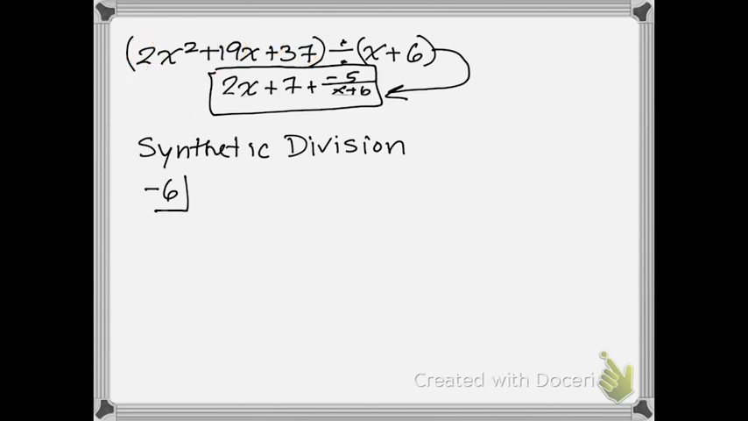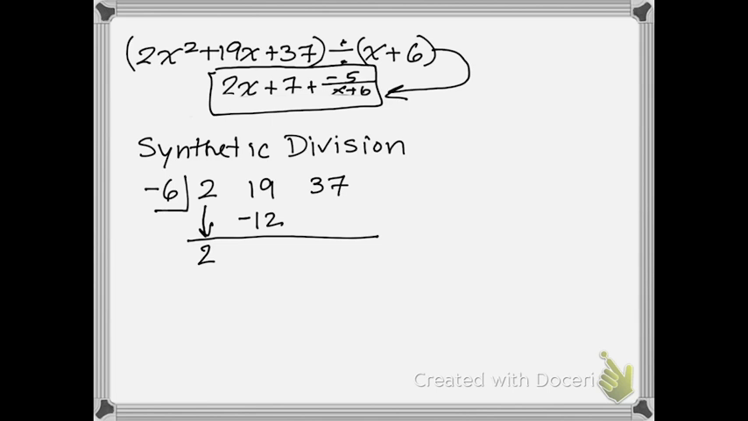Then I go through this process. I place a line here, drop the 2 down. So the first number comes straight down, whatever that number is, that comes down. And then I'm going to take that number and multiply it by the number in the box. So in this case, I'm going to go negative 6 times 2. That's multiplication. I get negative 12, and I'm going to put that under the 19, proceeding from left to right here. I add down this column, so I'm going to go 19 plus negative 12 and get 7.